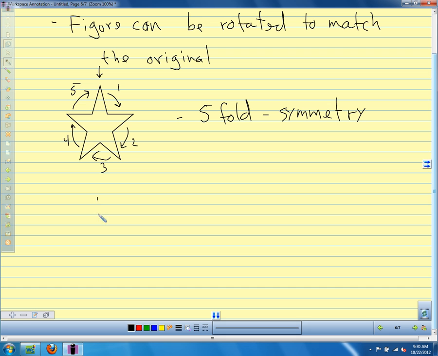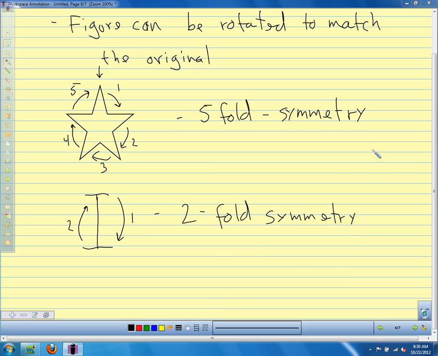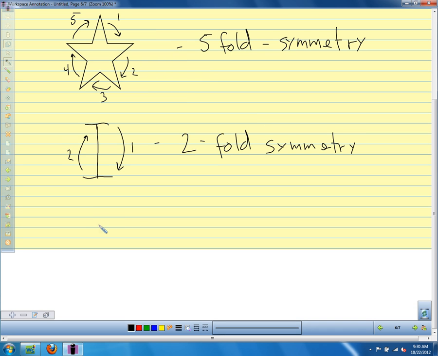The letter I, if I draw a capital I, can rotate it once to there and twice back to the original. So this would be 2-fold symmetry. And if I could draw, see if I can do a decent job of drawing a shape like this, if I drew it perfectly, would have 3-fold symmetry.